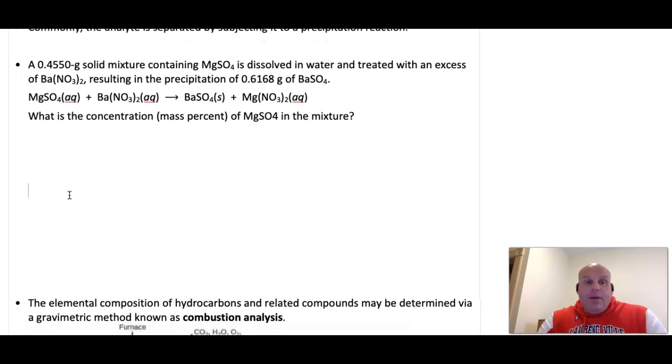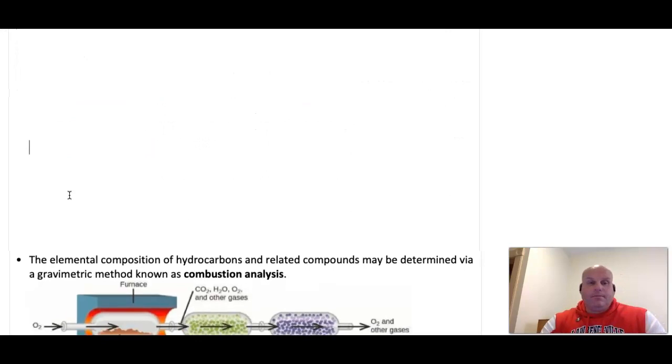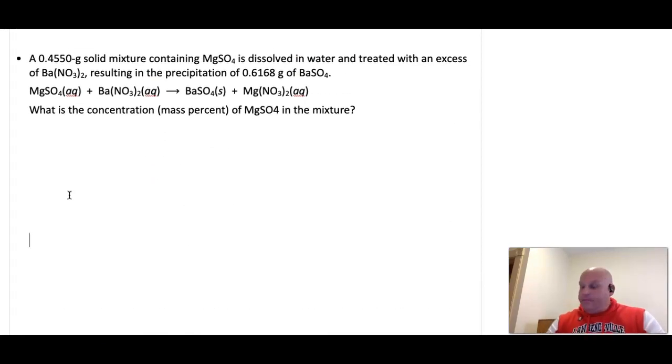Here's our example problem. Okay, so where do we start here? We're actually going to do our stoichiometry having started with this gram value of BaSO4 because that's the resulting precipitate of BaSO4. So that's the solid we've isolated. Okay, so I'm going to do my stoichiometry starting right there with that value.